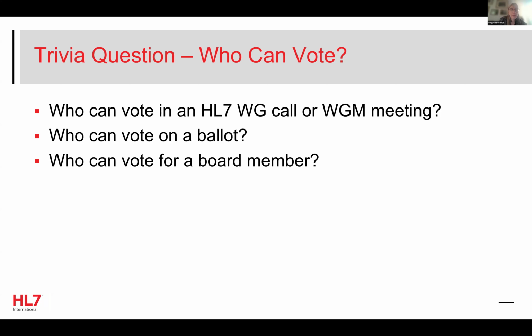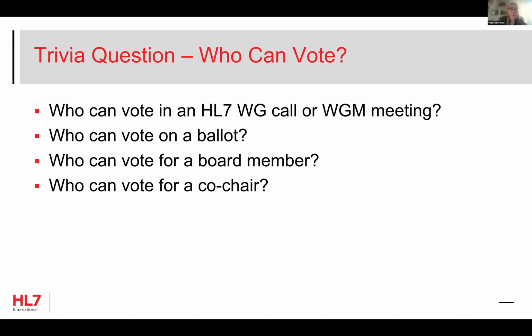Who can vote for a board member? Board members are HL7 members. There are international council representatives on the board, affiliate representative members, and those are voted in by the International Council. But otherwise, any member of HL7 can vote for the board.